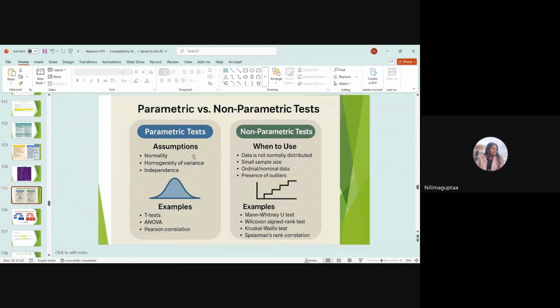Now here you can see how it is. Parametric tests rely on assumptions: normality, homogeneity of variance, that is similarity in variance, and independence. For non-parametric, the data is not normally distributed, there is a very small sample size, nominal data, and presence of outliers. These are the tests.